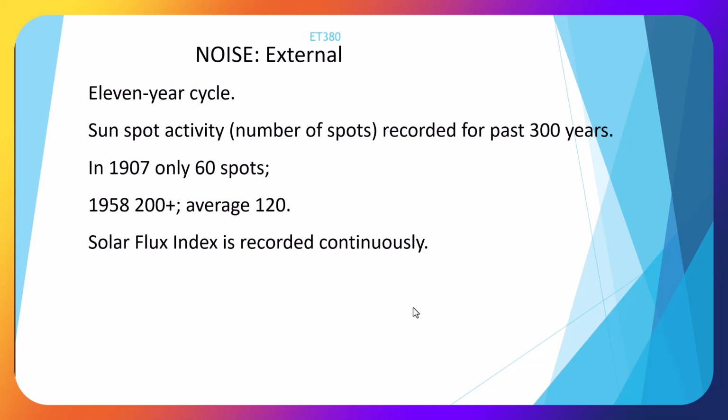So for external noise, we have an 11-year cycle of sun activity. Sunspot activity has been recorded for the past 300 years. In 1907, we only had 60 sunspots. In 1958, we had 200 plus, and our average is 120. The solar flux index is recorded continuously.